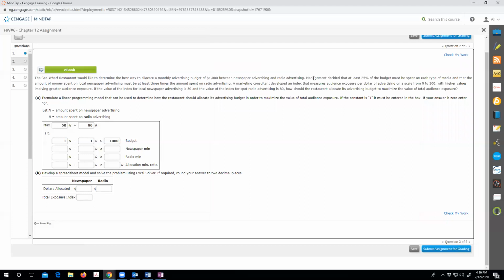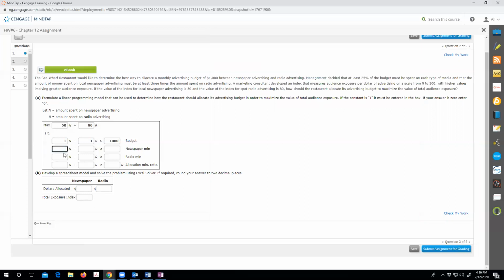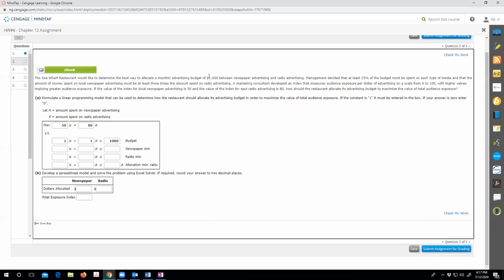Then management decided that at least 25% of the budget must be spent on each type. So if you think about it, the minimum, they are saying at least 25%. So this is our budget, and 25% of this would be $250.